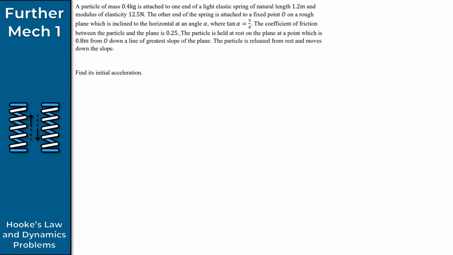The coefficient of friction between the particle and the plane is 0.25, and the particle is held at rest on the plane at a point which is 0.8 meters from O down a line of greatest slope of the plane. Finally, we're told that the particle is released from rest and moves down the slope. All we want to do is find its initial acceleration.